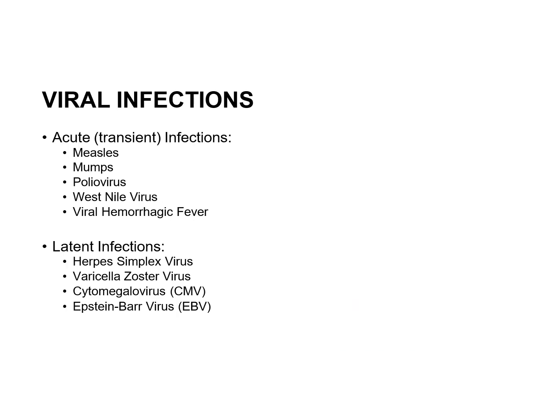Here's the easiest way to remember this. Acute or transient infections. These are the viruses that show up, cause symptoms, and usually your immune system clears them. Like a guest who actually leaves when the party ends. So some examples listed here would be the measles, the mumps, poliovirus, West Nile virus, and viral hemorrhagic fever.